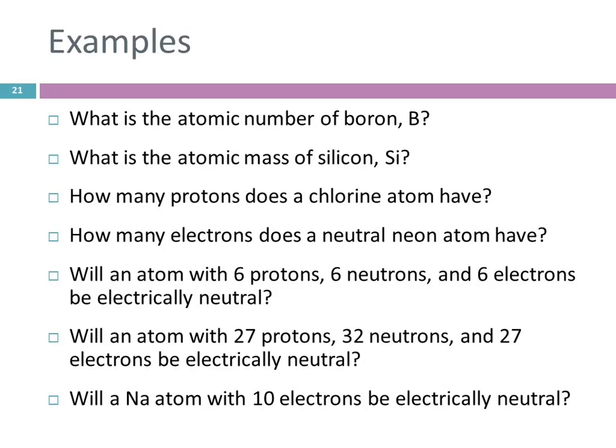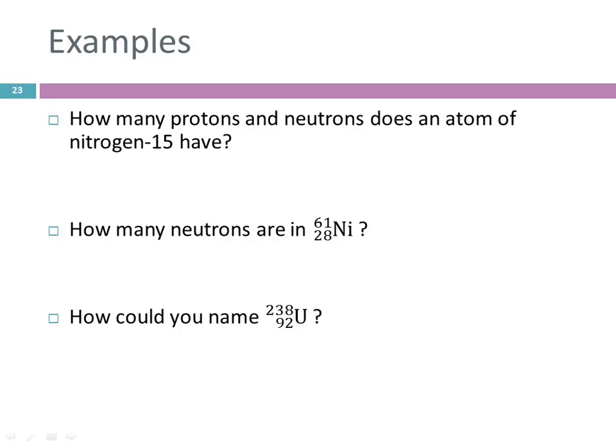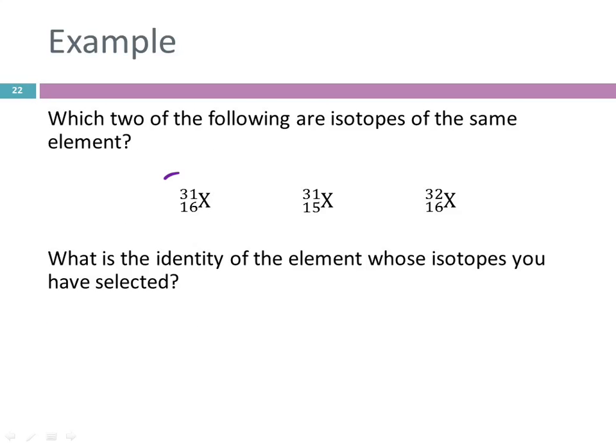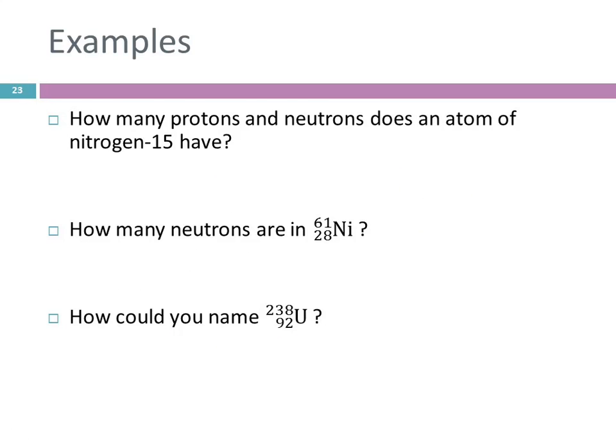I'm going to let you try those on your own. Which two of these are the same element? The first and the last, because they have the same number of protons. What element is that? It's sulfur. Yeah, sulfur is 16. So the number of protons, the atomic number, gives us the identity.